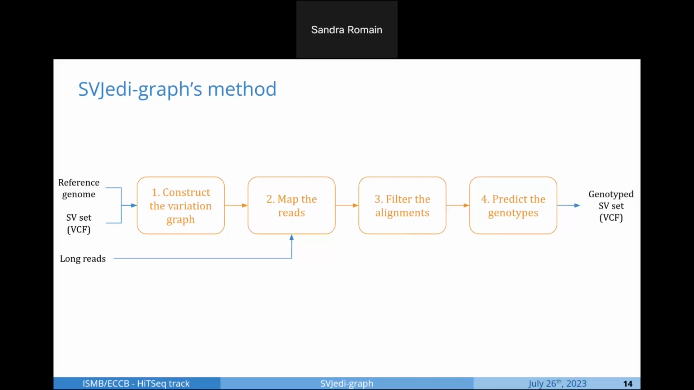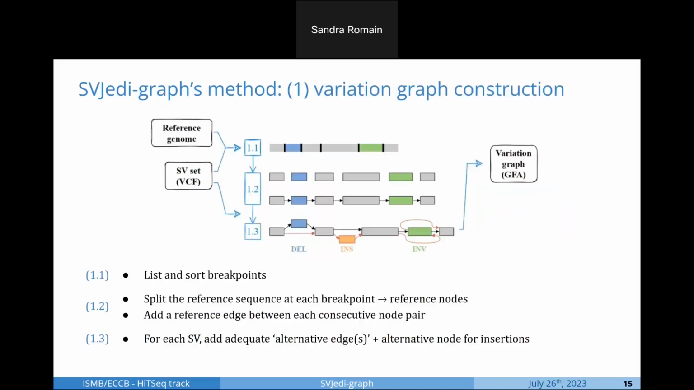The first step is to construct the variation graph using the reference genome and the SV set. Then the second step is to map the long reads on this variation graph. The third step is to filter the alignments produced by the mapping, and then to predict the genotypes and output them in a VCF file. There are two key steps in this method. The first one is the variation graph construction.